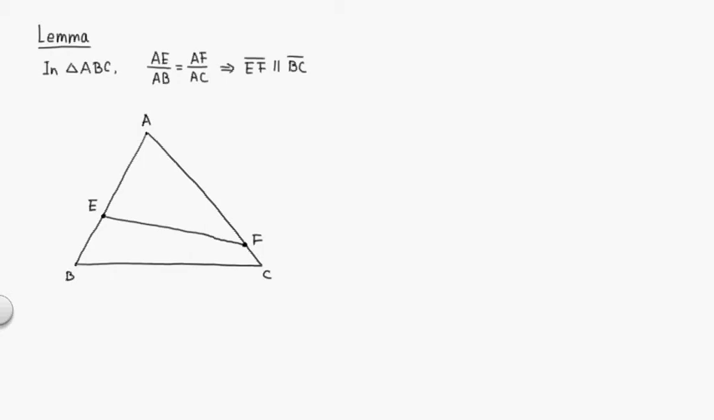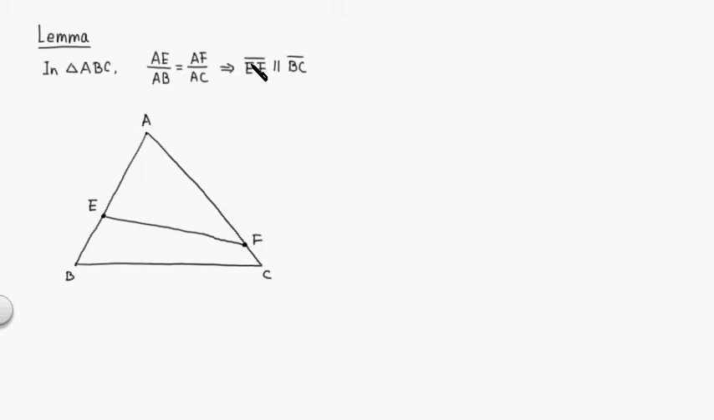All right, let's look at this lemma. In triangle ABC, E is a point between A and B, and F is a point on AC. So if the ratio of AE to AB is equal to AF to AC, then EF is parallel to BC. Right? So that's the statement.